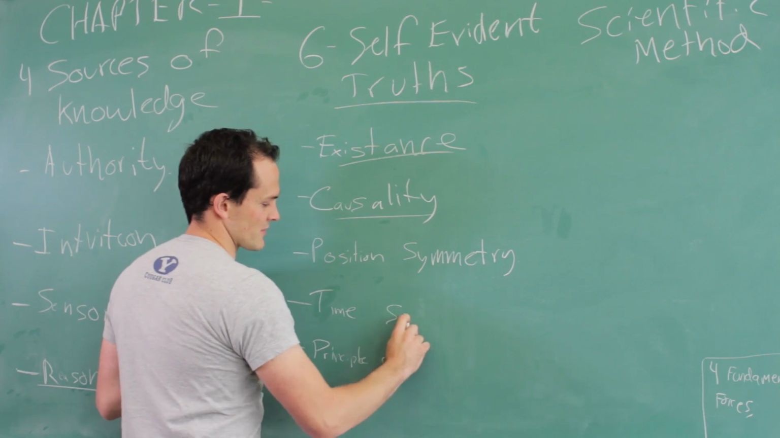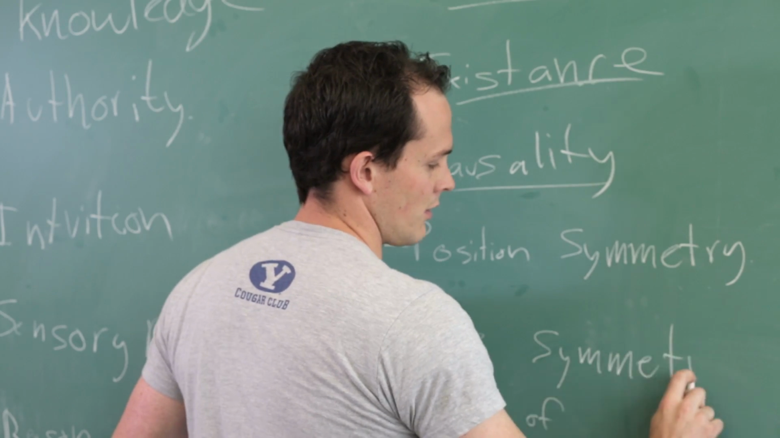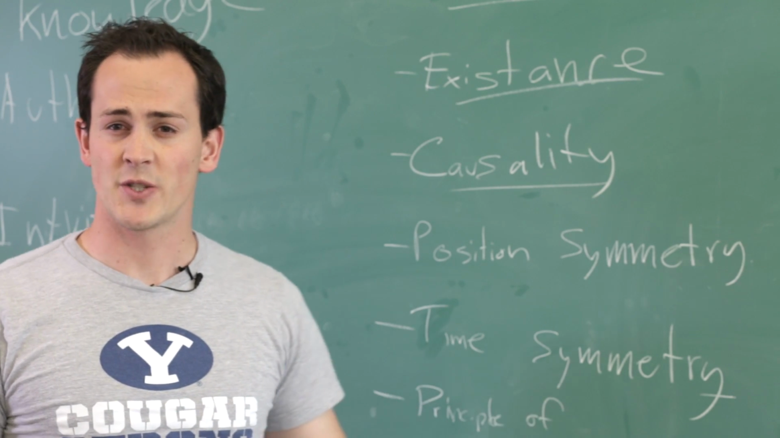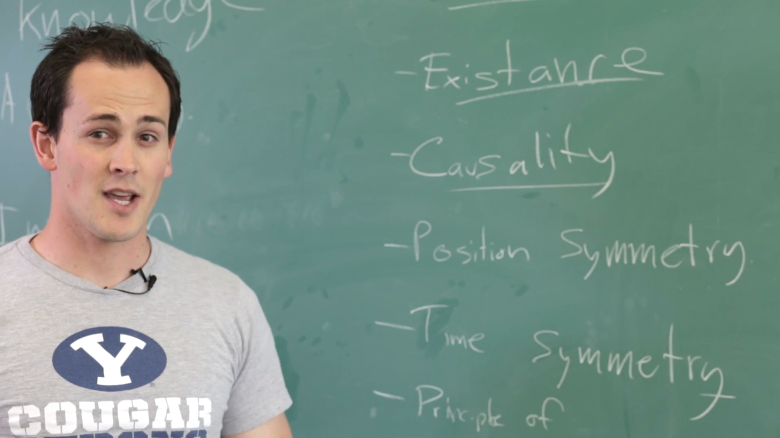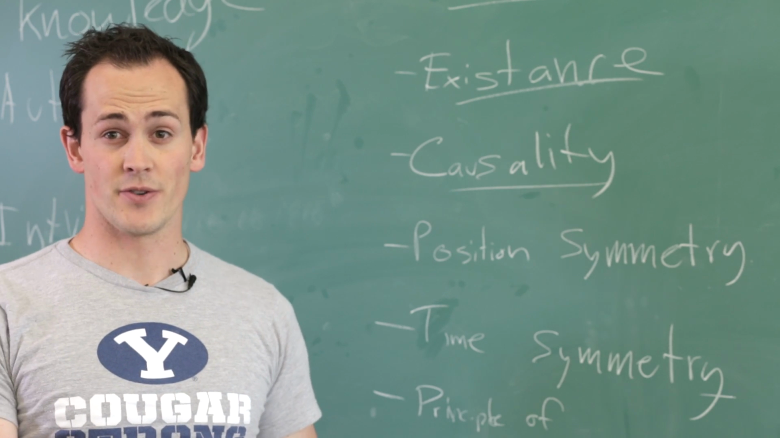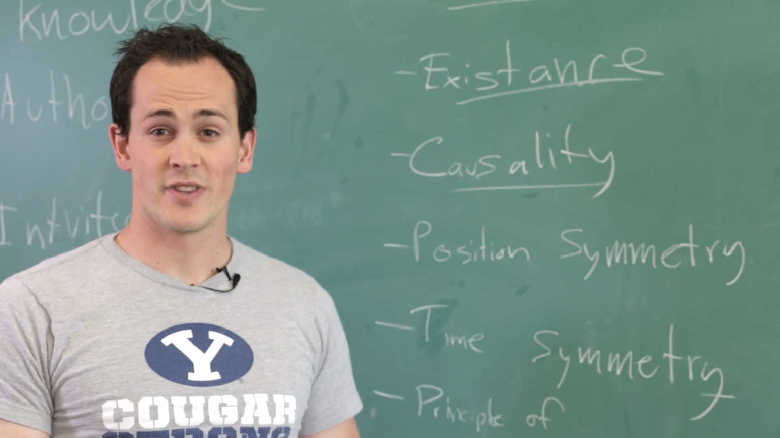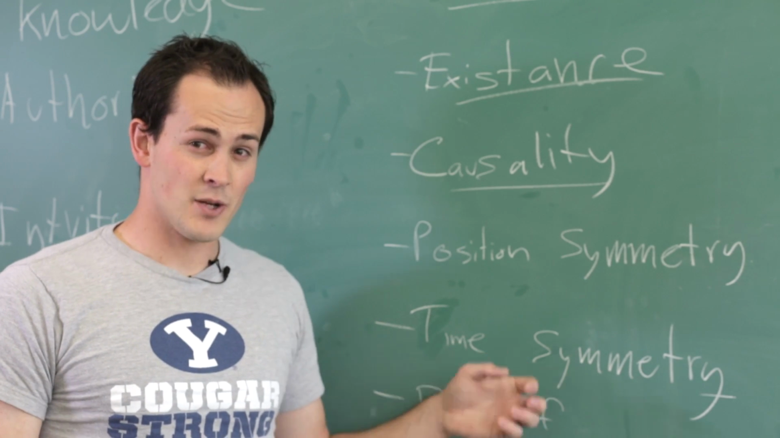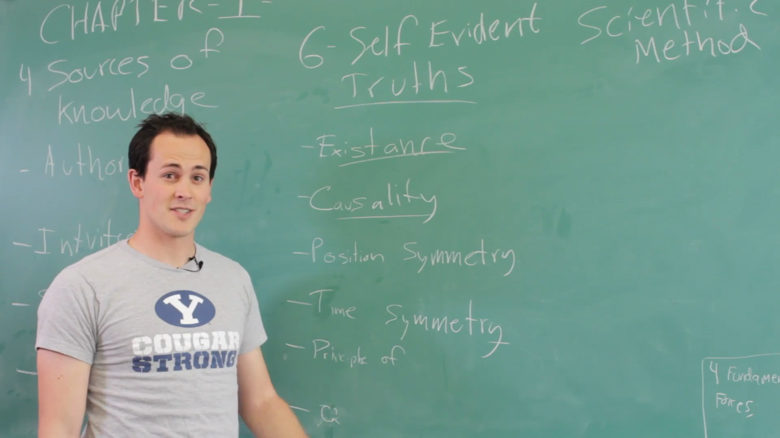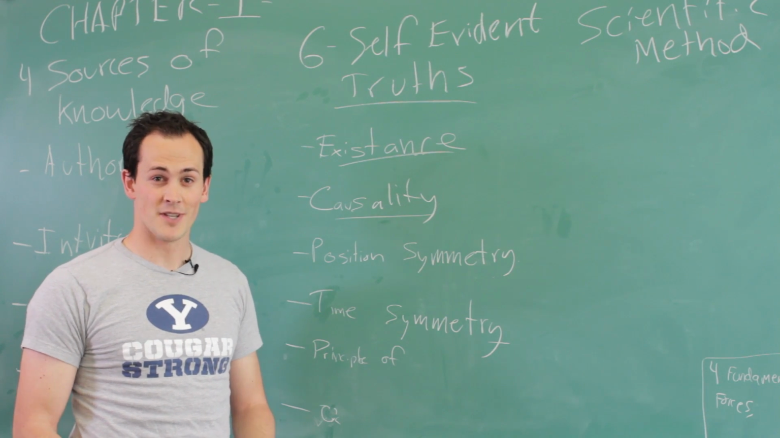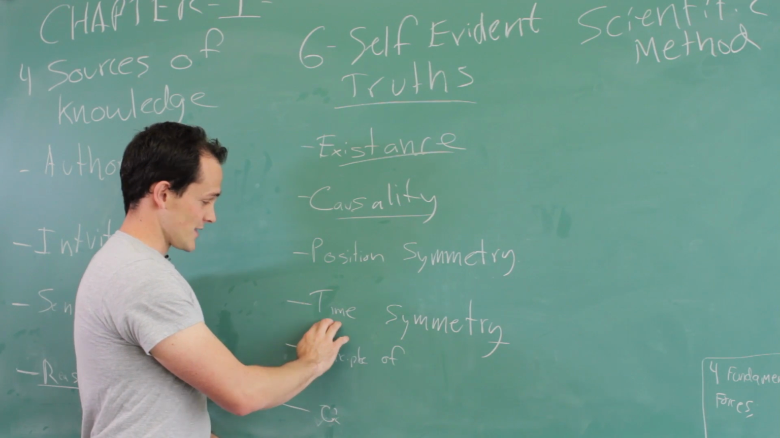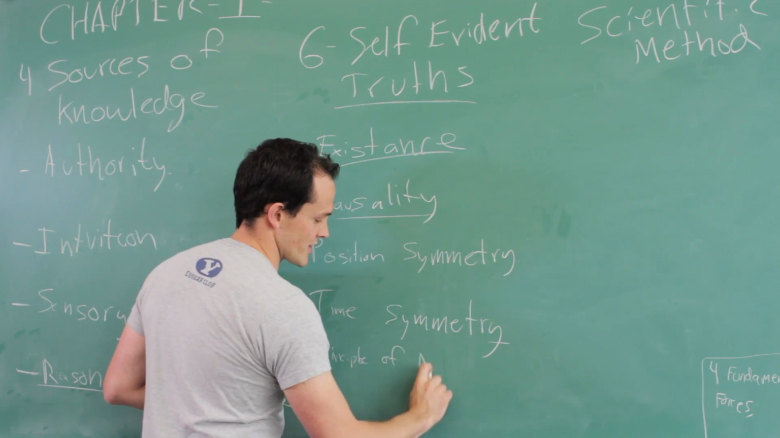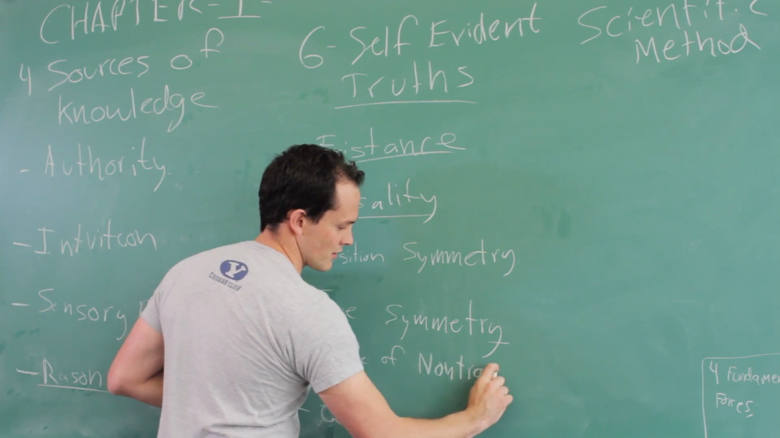Related to that is the concept of time symmetry. Time symmetry just tells you that if you replicate an experiment, your results will be the exact same if you do it now or you do it in 10 years. The laws of nature do not change with time. So we can confidently assume that 10,000 years ago, gravity was still here on Earth. Gravity still acted on things like the dinosaurs or early mammals. And the position and time symmetry allow us to be able to know that. The principle of non-contradiction is our second to last one.